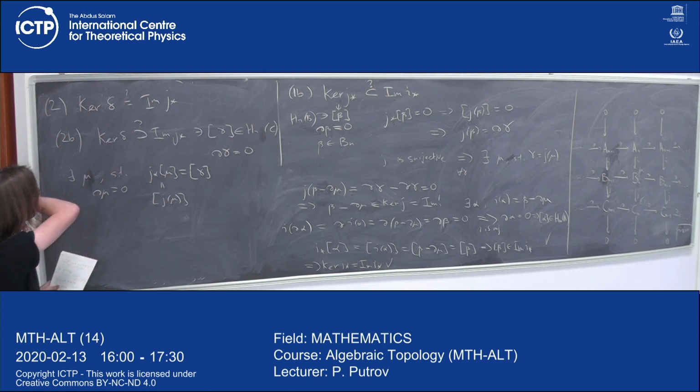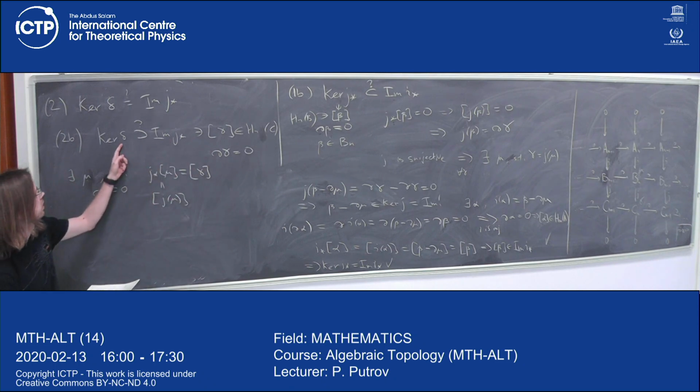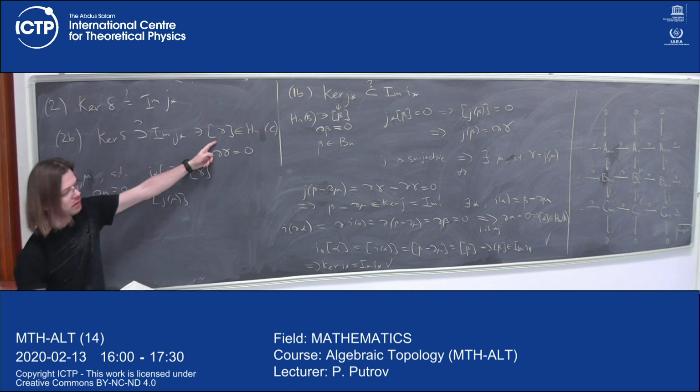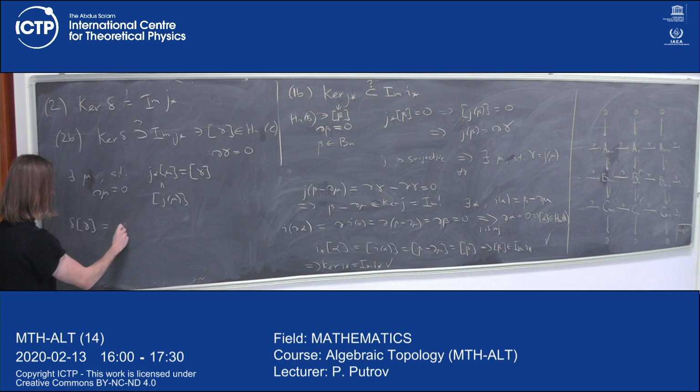Okay, so now let us consider. We want to check that this is in the kernel of delta. So we want to act by delta on this and check that this is 0. So let's do this. Delta of gamma is equal to the class of alpha by construction.